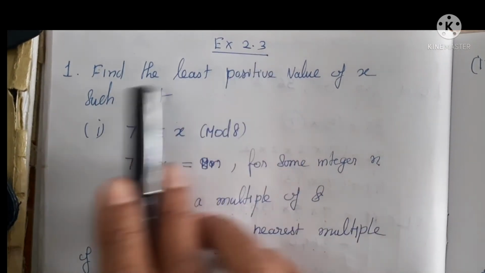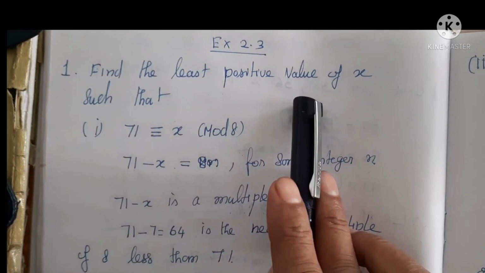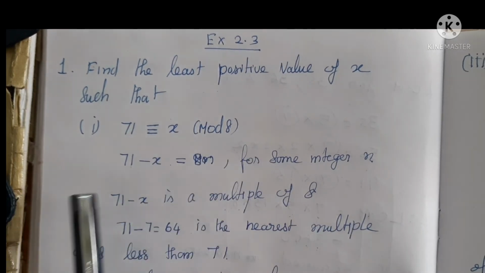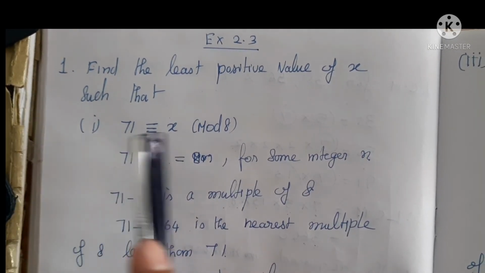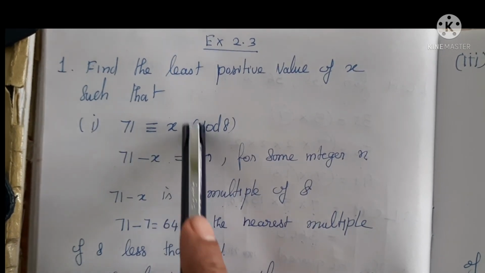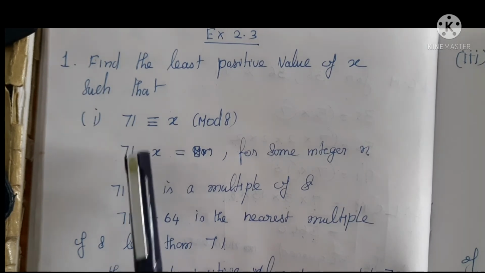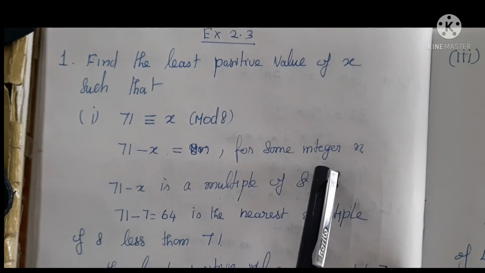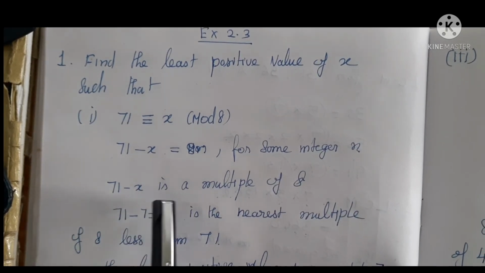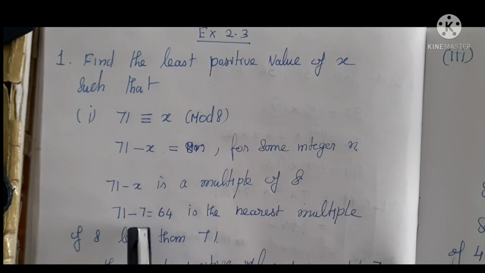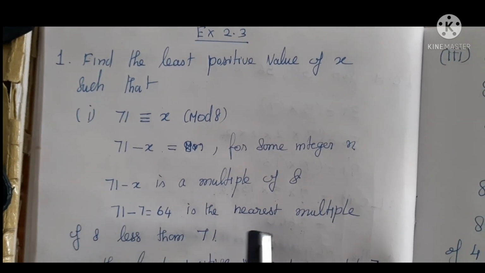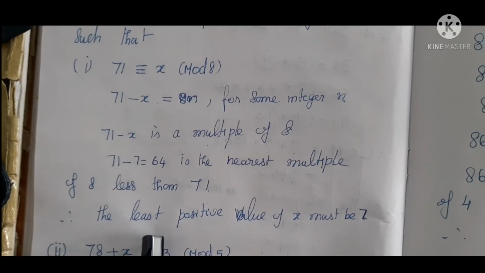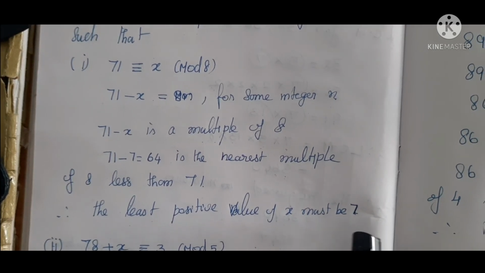Exercise 2.3, sum number 1. Find the least positive value of x such that 71 congruent to x mod 8. 71 is the dividend, 8 is the divisor, x is the remainder. To find the remainder x, it can be written like this: 71 minus x is equal to 8n for some integer n. 71 minus x is a multiple of 8. 71 minus 7 is equal to 64, the nearest multiple of 8 less than 71. Therefore, the least positive value of x must be 7.